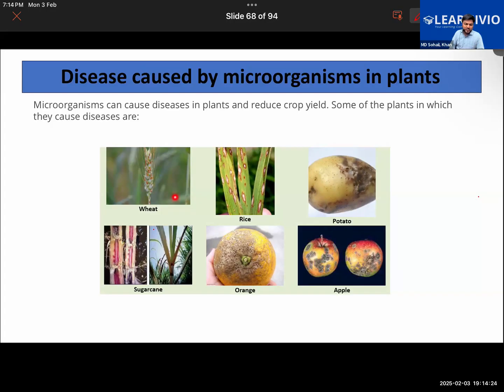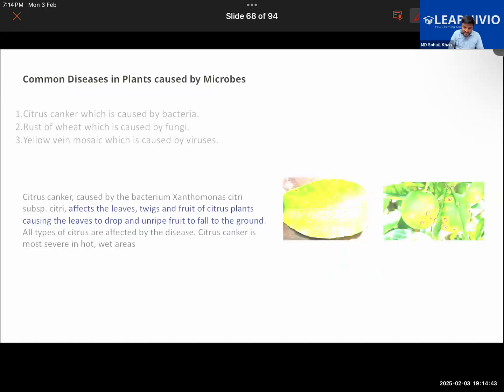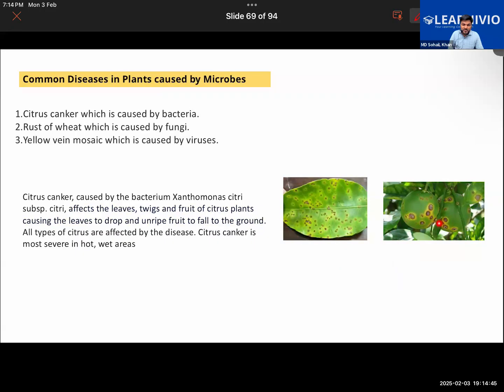So citrus canker would particularly be infecting the citrus fruits. Okay, so it is commonly found on the leaves of the lemon plant. I had this lemon plant in my home. Last year, it was also infected with the citrus canker. So the leaf and the lemon would be turning like this. This is the citrus canker, which is caused by a bacteria. Okay. Then rust of wheat is there, which is caused by fungi.